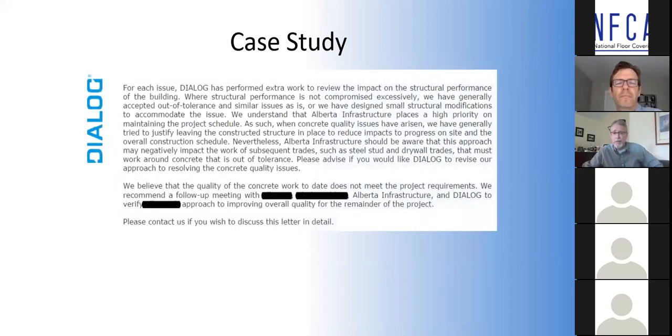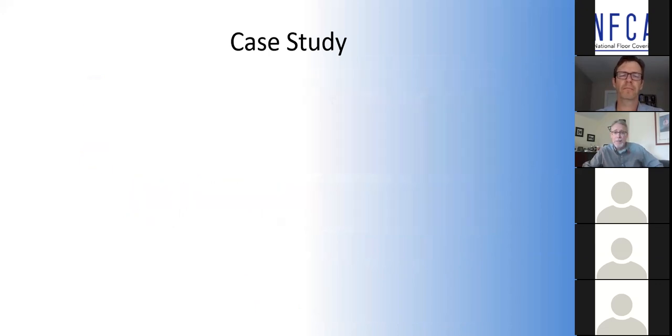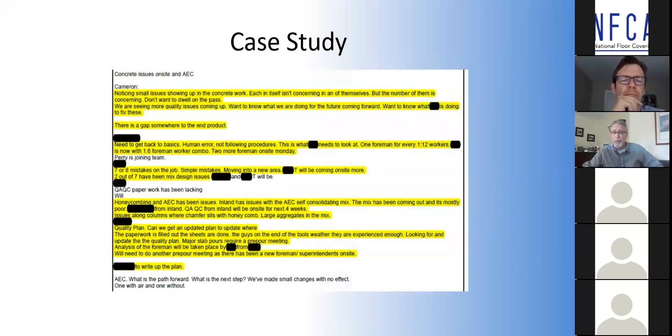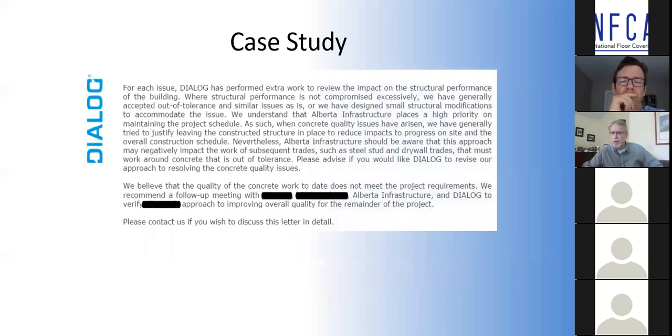Here is the actual letter from the engineer for the project, basically saying we performed all this extra work, structural performance was not compromised. We basically accepted out of tolerance because there was no way we could correct it at that point. In the meantime, the owner was being asked to pay several millions of dollars to correct all of these out of tolerance things. So we charged $30,000. I think the cost for the concrete corrections of the repairs in that case were in excess of $3 million.